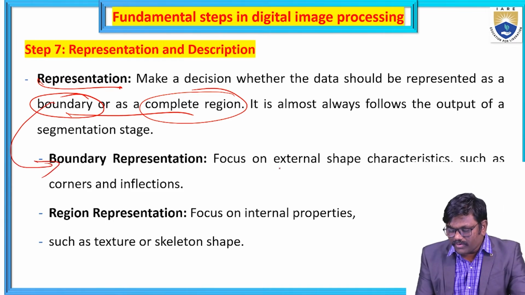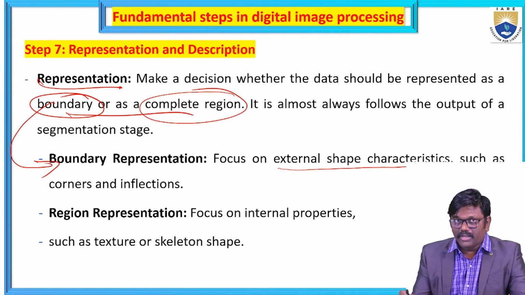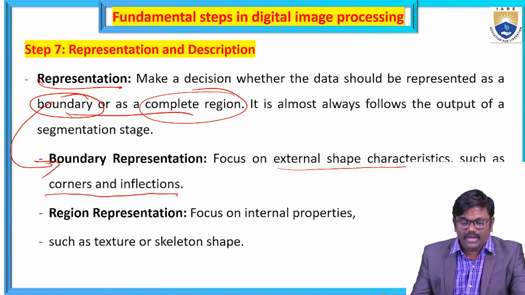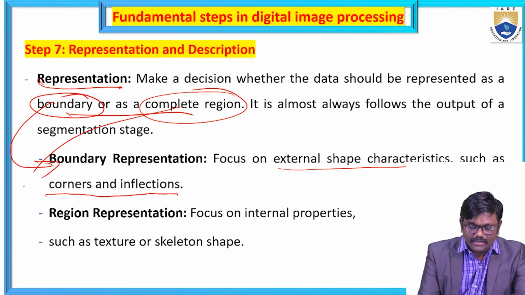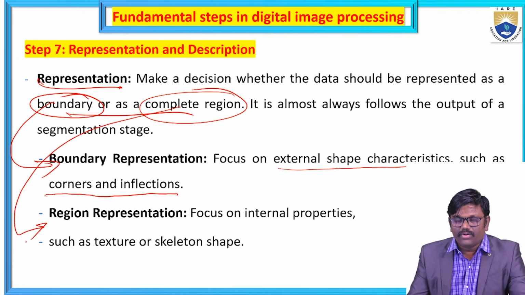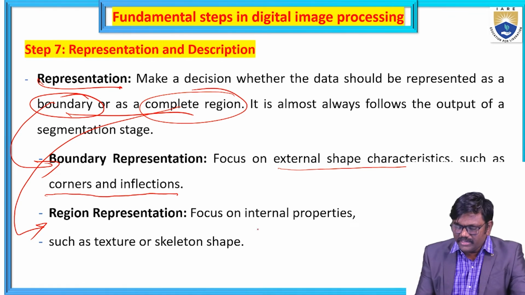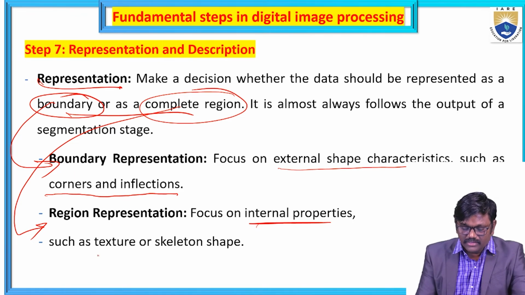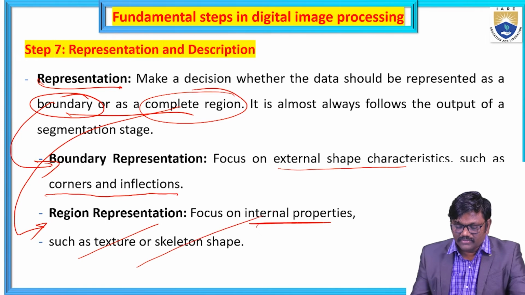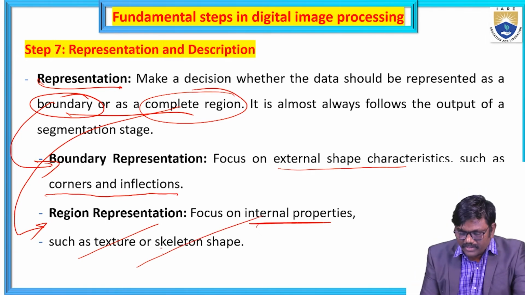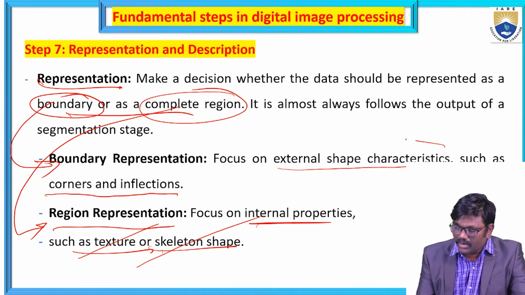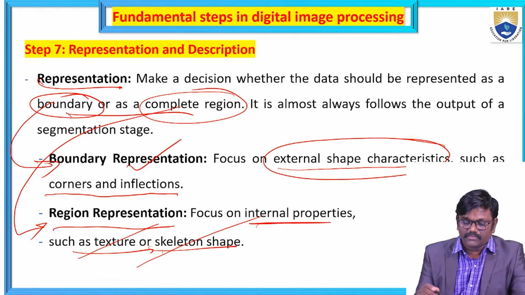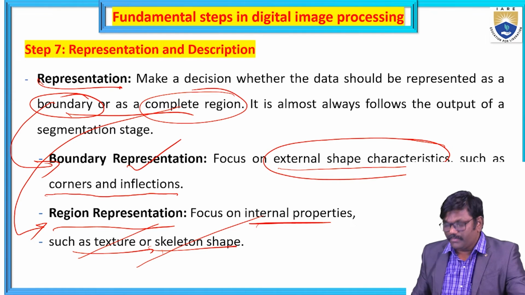Let us first understand boundary representation. Boundary representation is focused on external shape characteristics of a particular image, such as corners and inflections. The second way to convey representation is region representation. It concentrates on internal properties of an image, such as structure or skeleton shapes of the particular image. Based on external shape characteristics, we define boundary representation. So that is very important here.